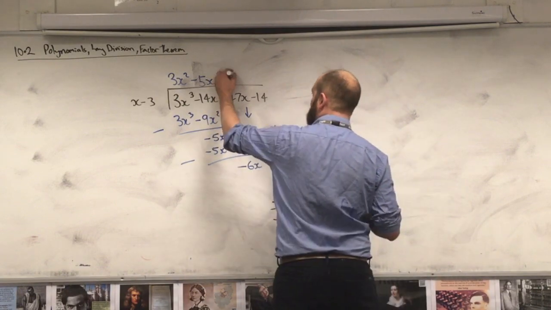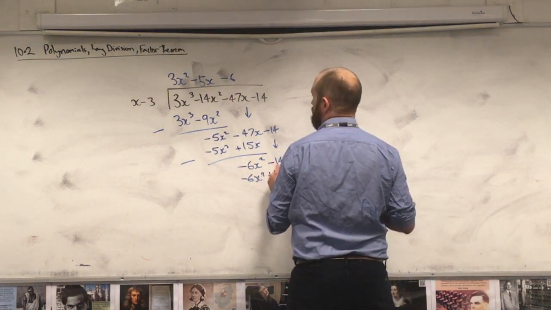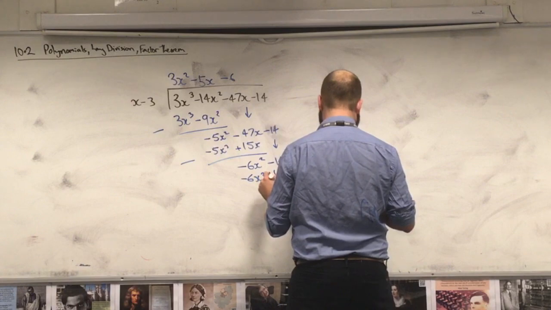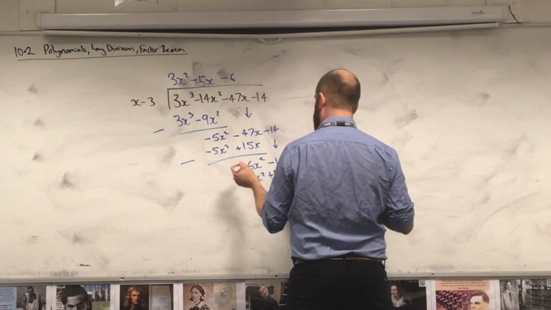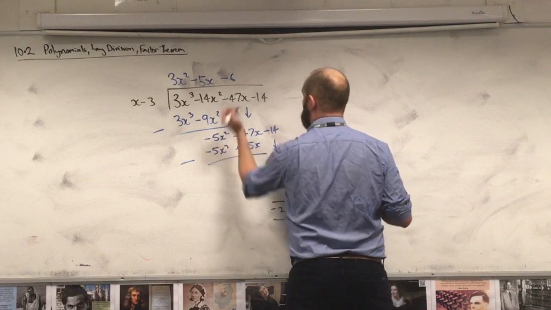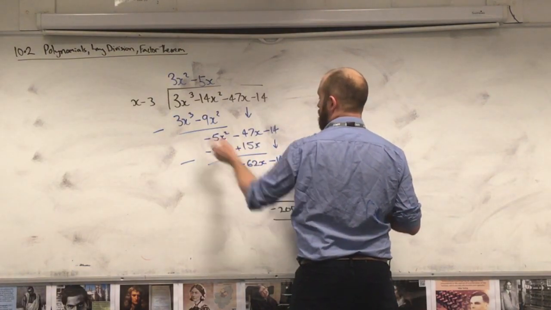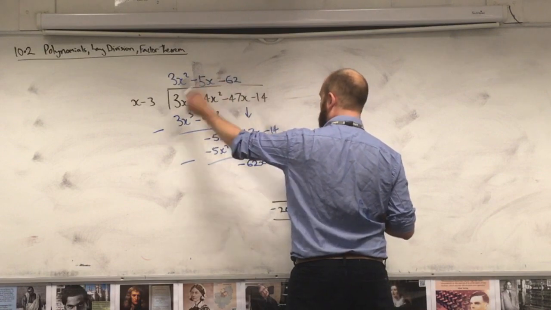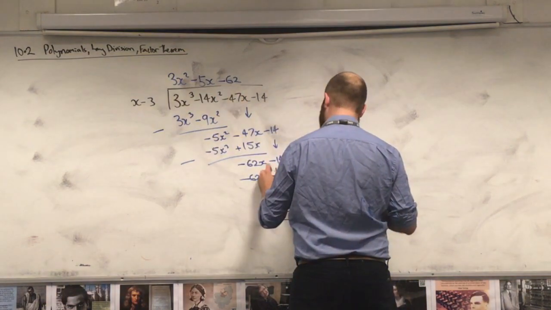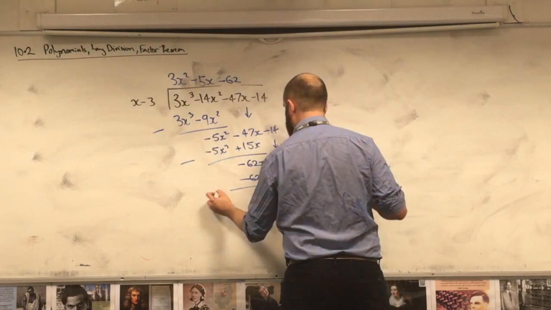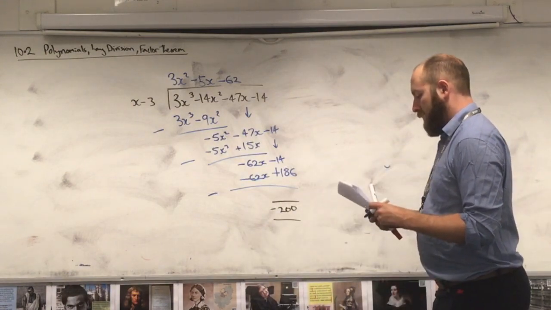x into that goes minus 62, times it, minus 62x. 62 times 3 is plus 186. Subtract those and you do get minus 200, so minus 14 minus 186 is minus 200.